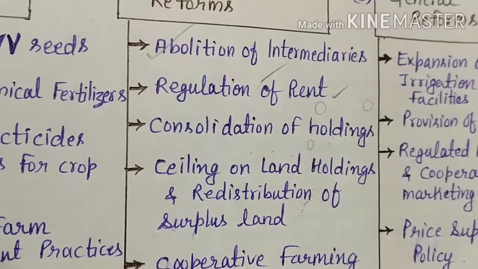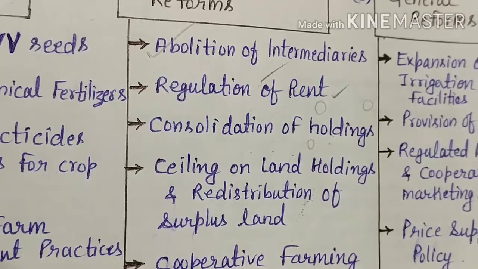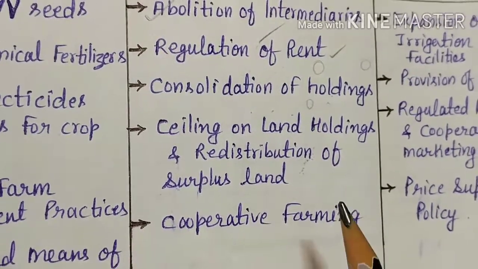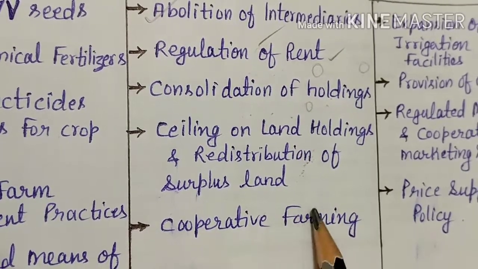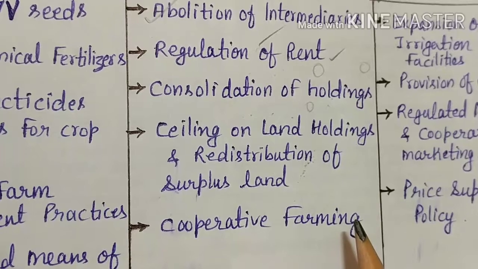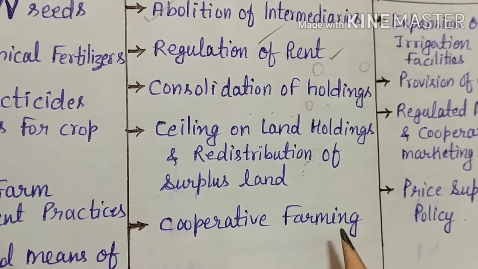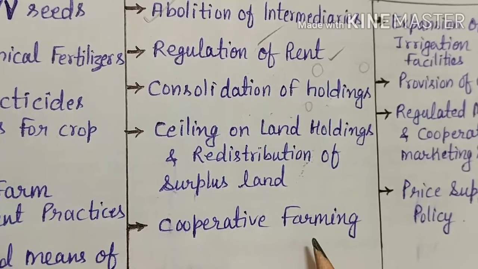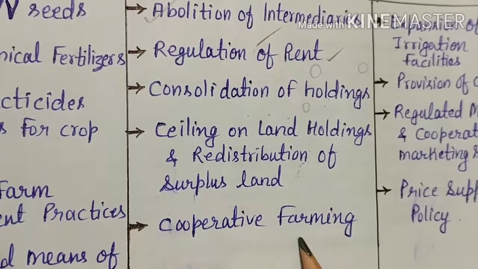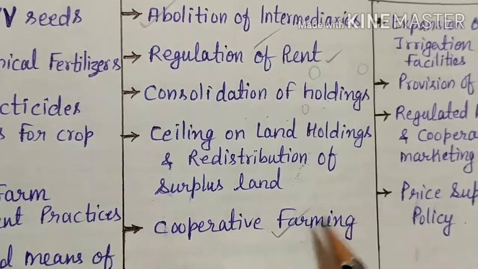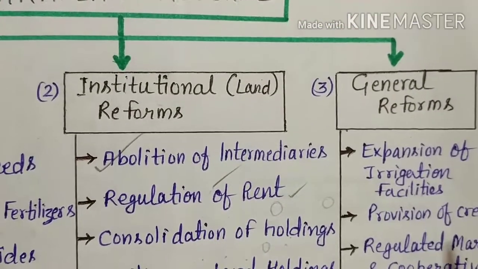Actually, cooperative farming is made to encourage the bargaining power of the small farmers. Whose farmers? Small farmers, okay. So if all those small farmers unite, together they can buy inputs at a lower price and sell their produce at a higher price. So that's why this cooperative farming has taken place. These are land reforms.